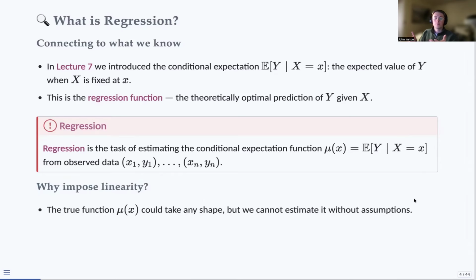The reason why we impose linearity on mu is because essentially what we're doing with linear regression is we assume that mu x takes this linear form. The reason I wrote mu x originally is because this is just some general function. It can take any shape and any form. But in order to be able to estimate it, we essentially need to parameterize it. So we need to assume some structure, and this is always the standard approach in statistics.